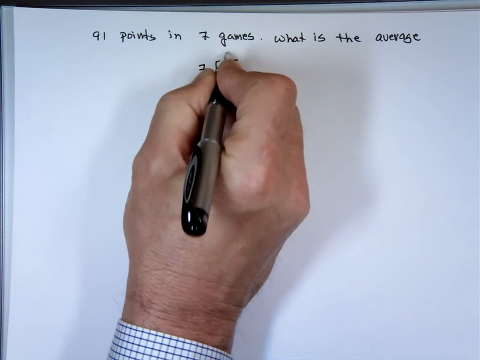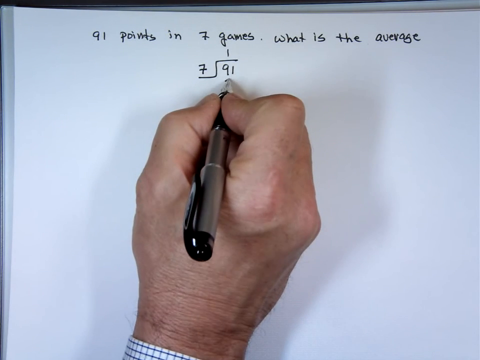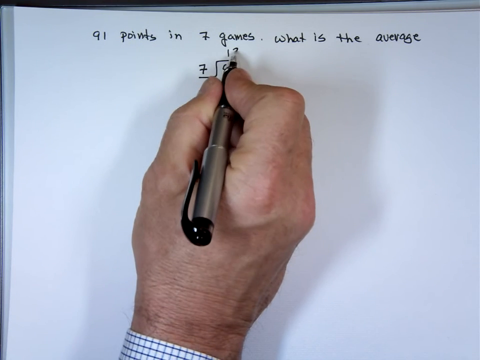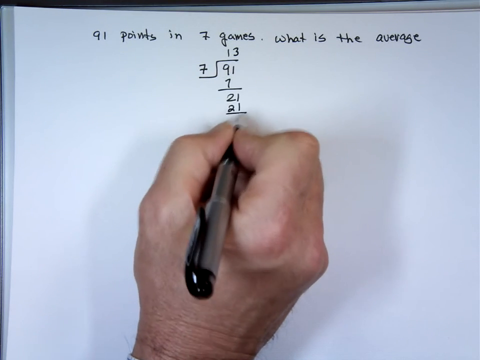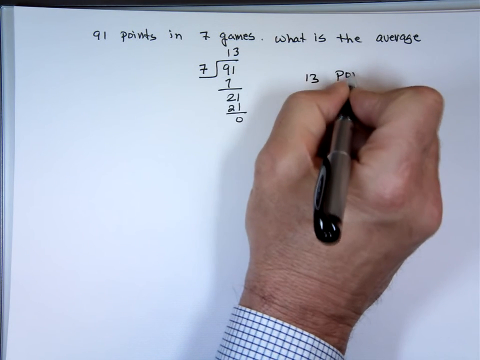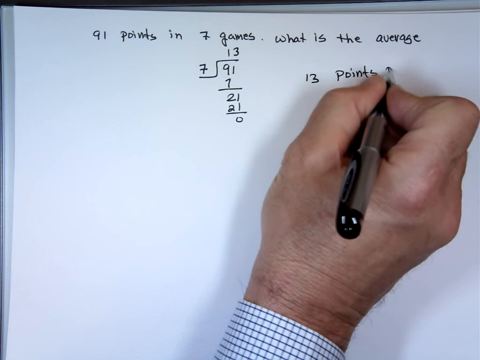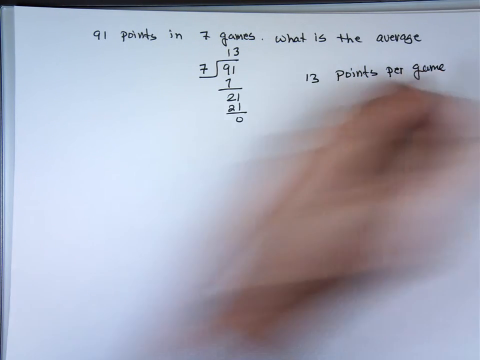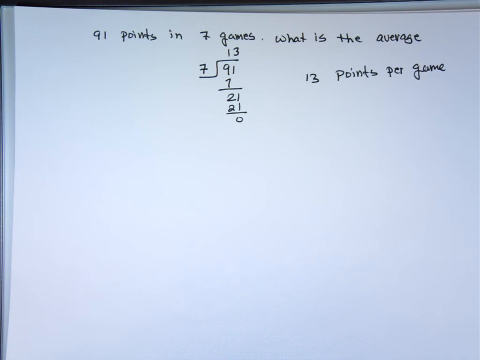1 times 7 is 7. 21 divided by 7, 3. 3 times 7 is 21. So the average is 13 points per game. As I said, it can't be LeBron James, Stephen Curry. These guys score 25, 30 points a game easily.